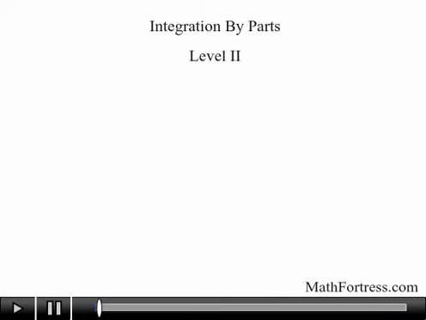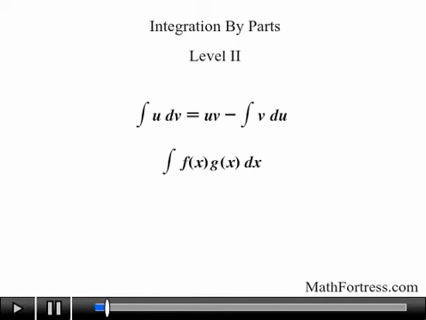Integration by parts, level 2. Alright, we're going to dive in and work on various examples. Recall that integration by parts is particularly useful for integrands involving products of algebraic and transcendental functions, such as logarithms, exponential functions, and trigonometric functions. Let's try the first problem.